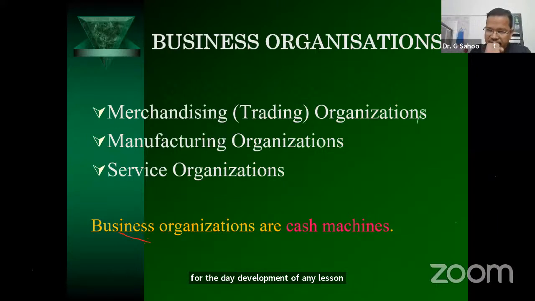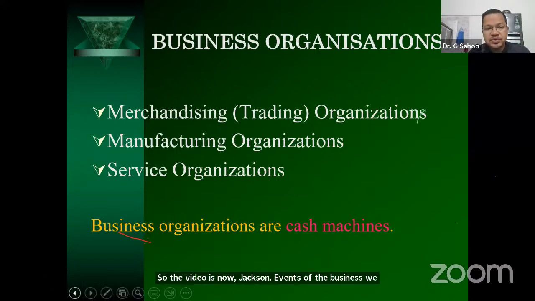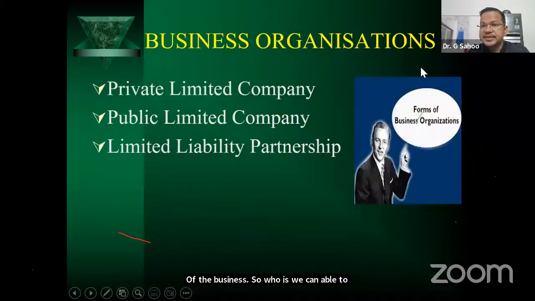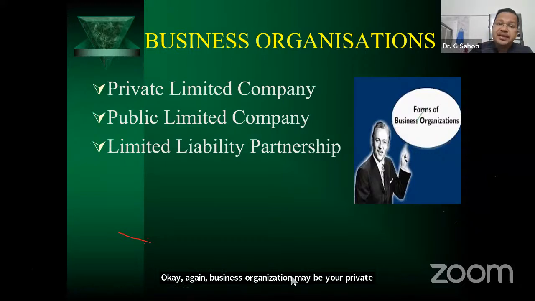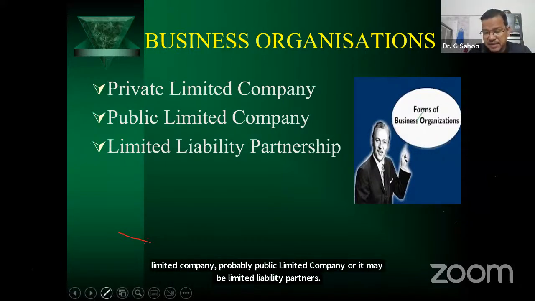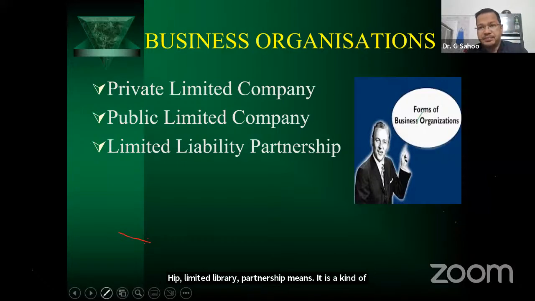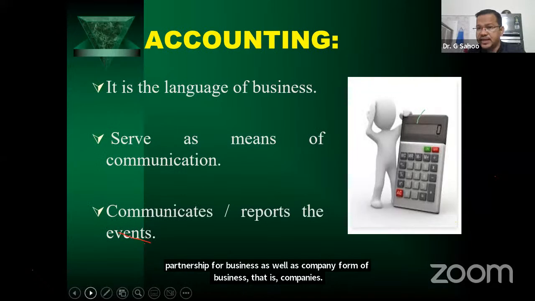In order to record the various transactions and events of the business, we need accounting, because accounting is the language of business through which we can communicate to various stakeholders. Again, a business organization may be a private limited company, public limited company, or a limited liability partnership. Limited liability partnership is a kind of partnership form of business as well as company form of business, a combination of both. So these are the various types of business organization.